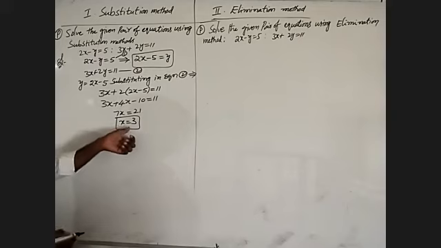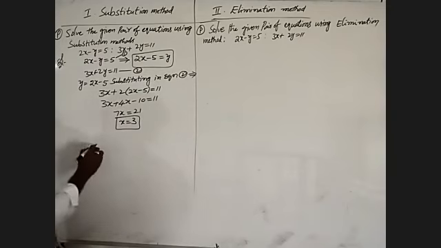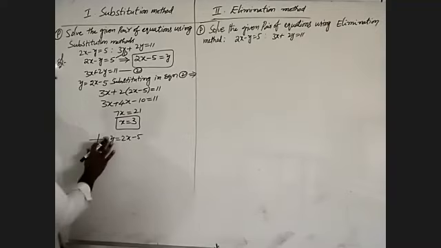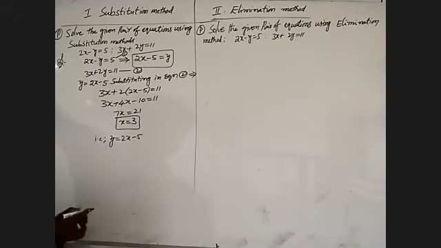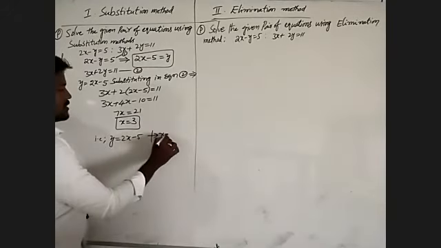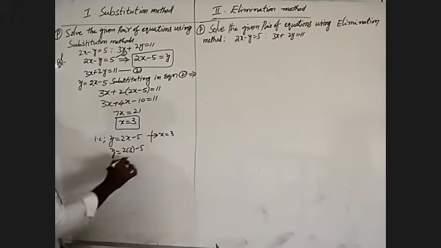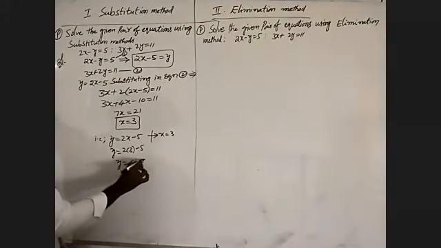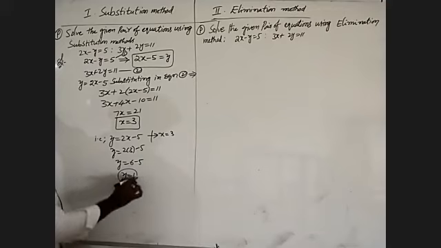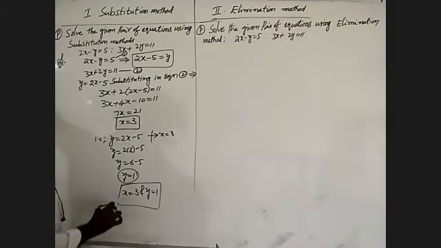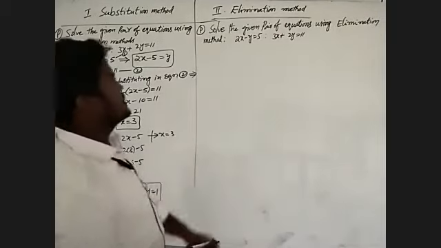We know the x value, then we have to find the value of y, where y is equal to 2x minus 5. We substitute the value of x. X is equal to 3, so y is equal to 2 into 3 minus 5. That is y is equal to 6 minus 5, so y is equal to 1. We know the values: x is 3 and y is 1. This is the substitution method.